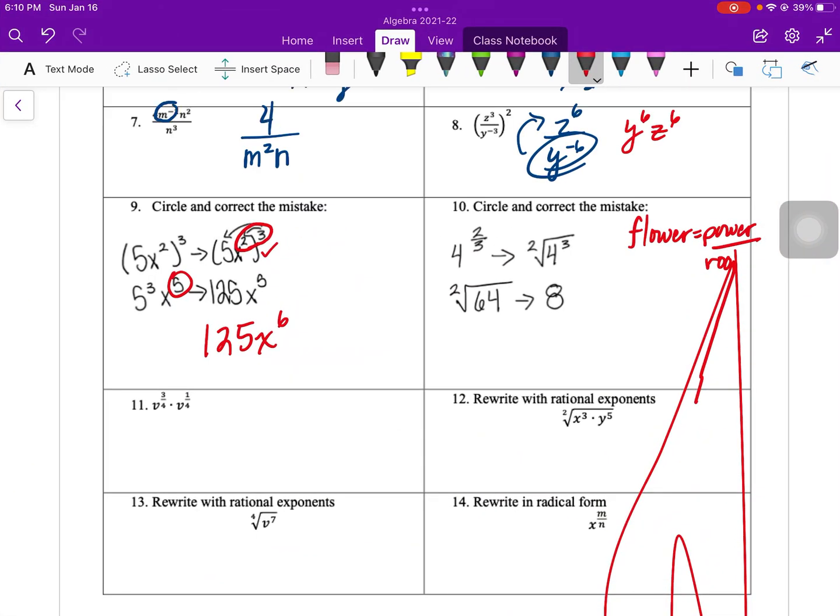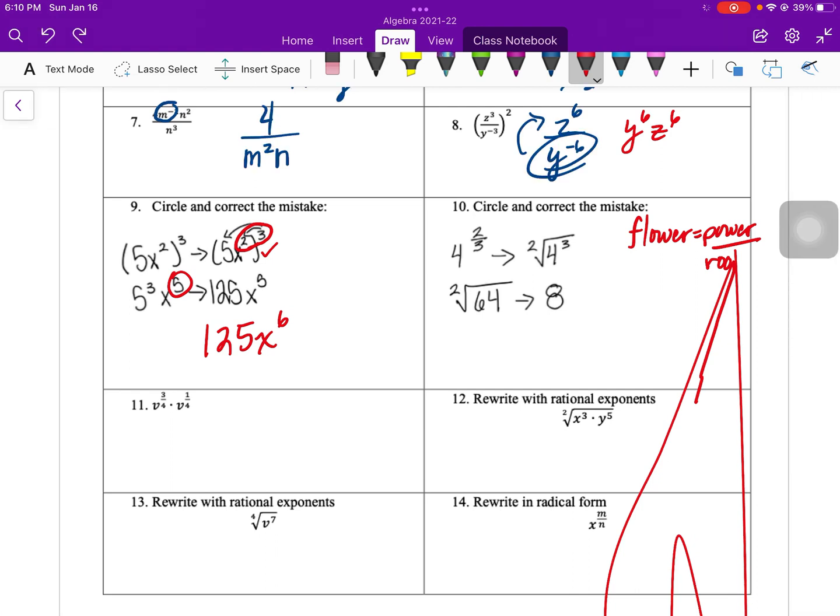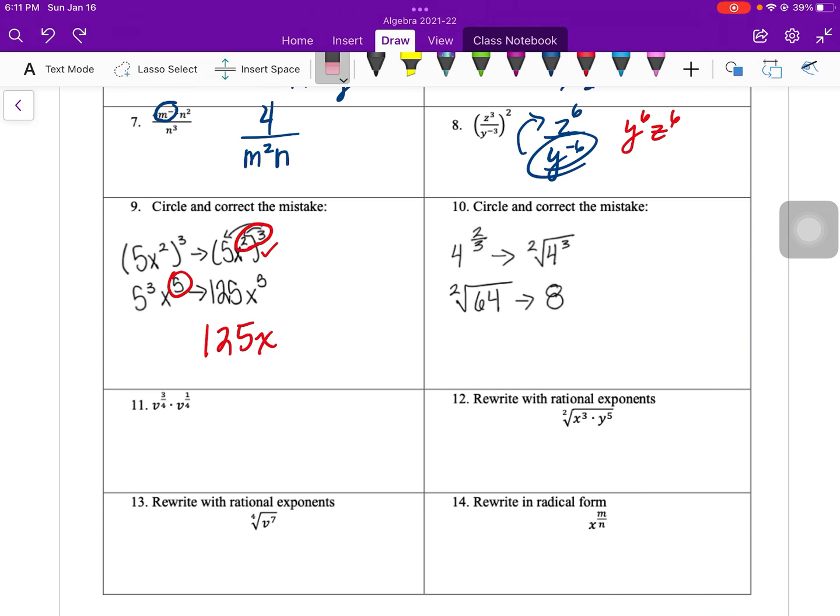Whoa, something crazy happened there. Let's get this fixed. I don't know what is going on with all that. Okay, I'm going to try this again.